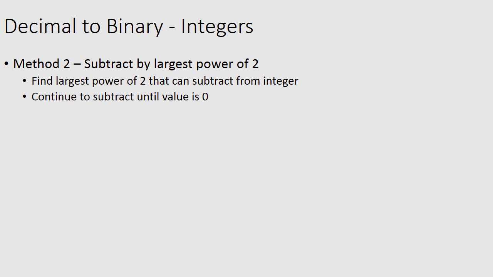Alrighty, I said before that there were two ways of converting from decimal to binary, integer-wise, and so the first one was dividing by 2. The second one is subtract by the largest power of 2. So your first step is to find the largest power of 2 that can subtract from an integer, and then second step is you continually subtract until the value of the decimal is 0.